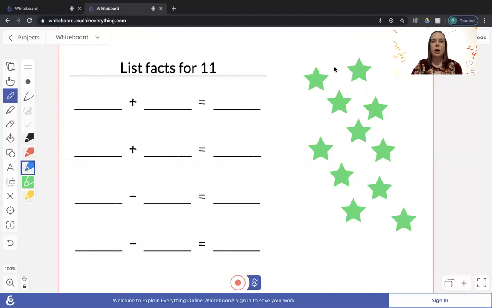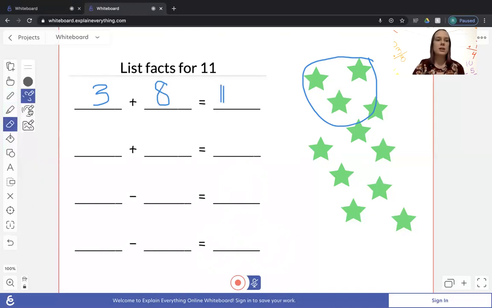So I'm going to start with my group of 11 here, and I'm just going to circle part of this number here to just give me something to work with. So I circled, that wasn't the best circle, but I circled 1, 2, 3. So 3. And then let's see how many are outside of my circle. I've got 1, 2, 3, 4, 5, 6, 7, 8. So 3 plus 8 equals 11.